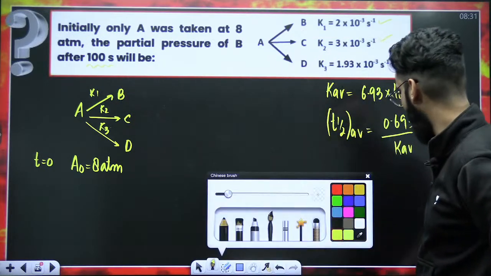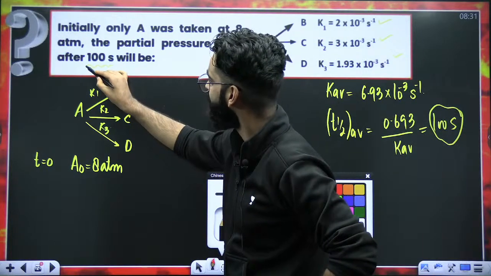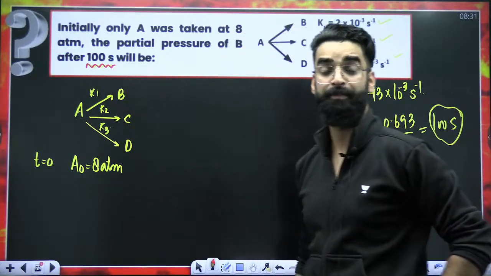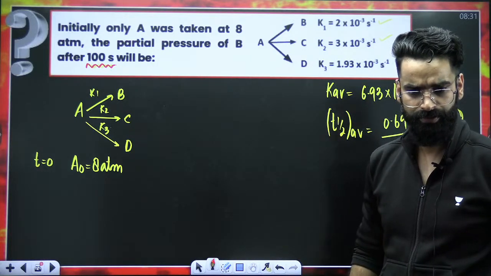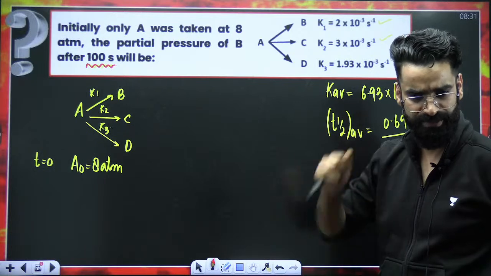So basically what we identified is that we have to calculate the partial pressure of B after 50% completion.